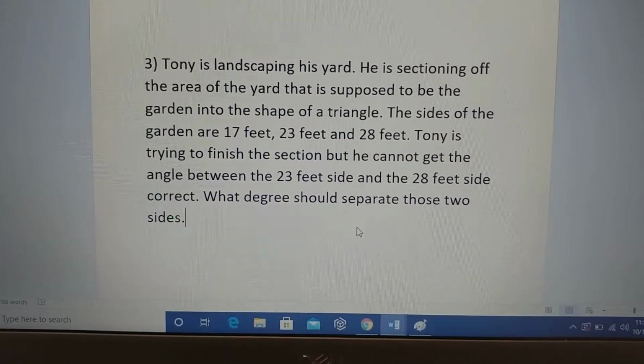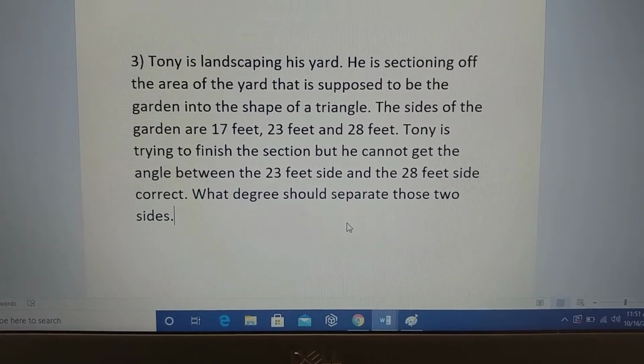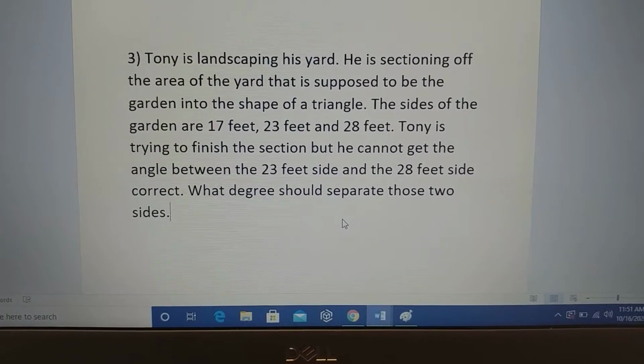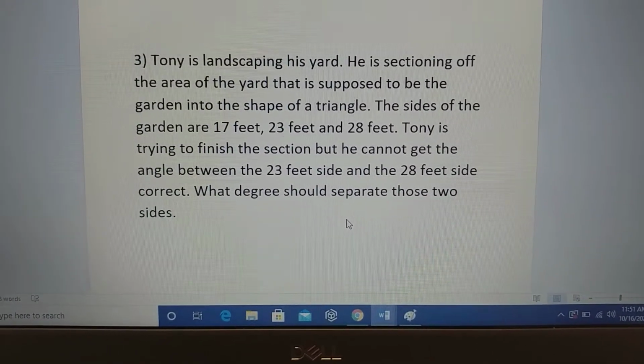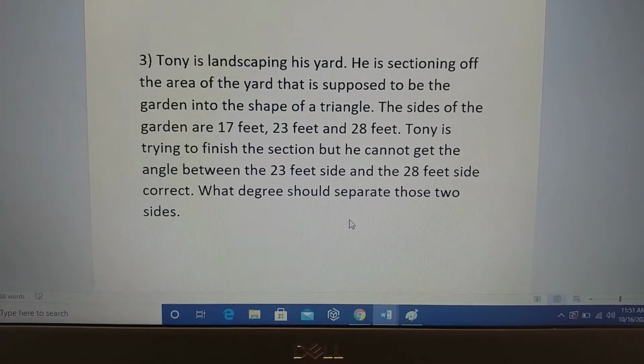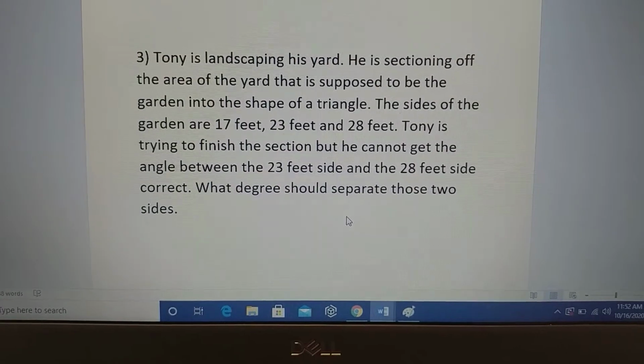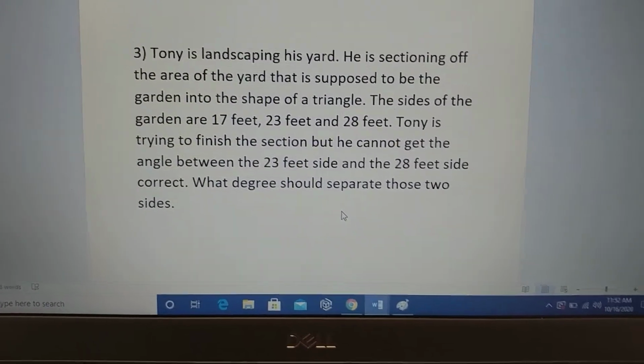Okay, here's problem 3. Tony is landscaping his yard. He has sectioned off the area of the yard that is supposed to be the garden into the shape of a triangle. The sides of the garden are 17 feet, 23 feet, and 28 feet. Tony is trying to finish the section, but he cannot get the angle between the 23-foot side and the 28-foot side correct. What degree should separate those two sides?